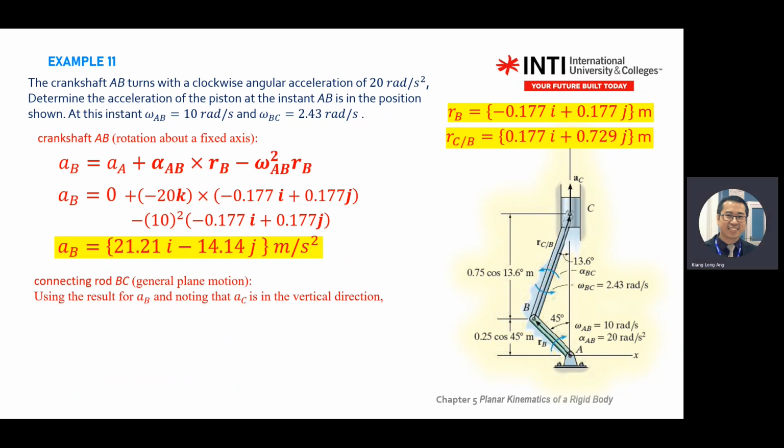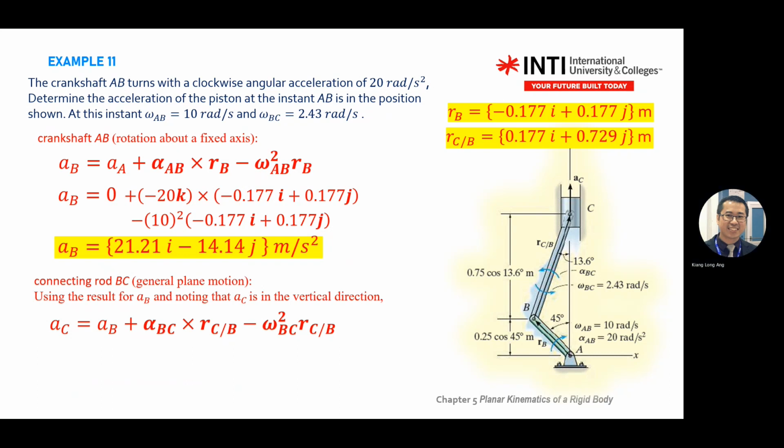For connecting link BC, it is general plane motion. General plane motion means it has rotation and translation. If this one moves, the whole of B will move here, and then it will rotate. So if you look at C, you look at BC, you still use the same equation, you just change the notation.